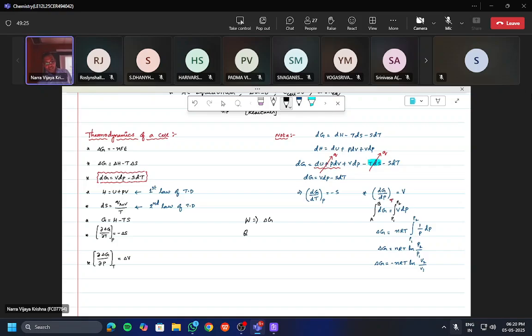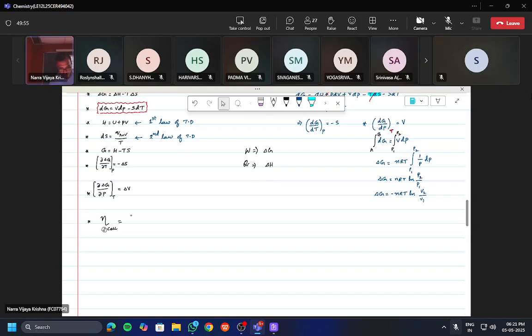Correct? Heat, I will write as delta H. Can I write it? Now, Carnot heat engine. What is the efficiency of an engine? Can I write it as W by Q? Or the efficiency of a Carnot heat engine, can I write it as W by Q? So instead of writing W by Q, I am writing the efficiency of a cell as delta G upon delta H. Clear? Any questions?